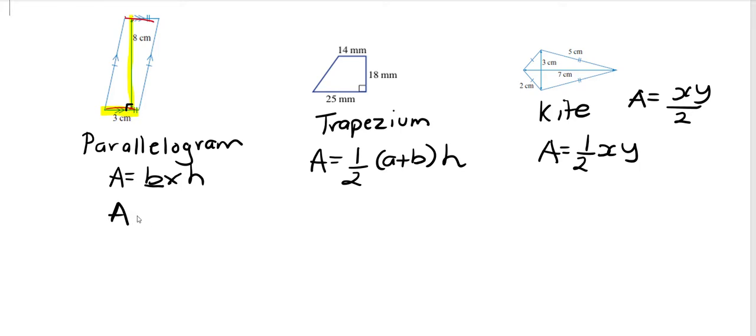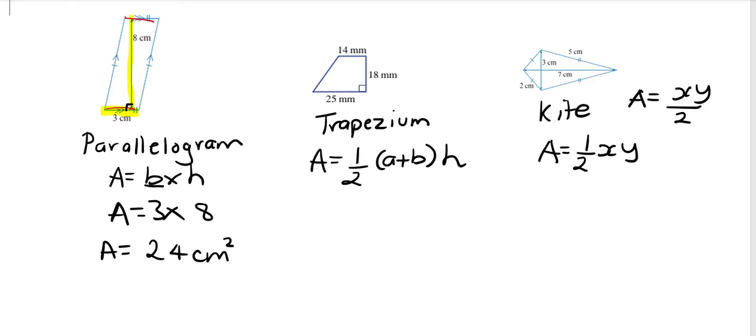So area is equal to, the base is 3 times the height, which is 8, goes from that parallel line straight up to the other parallel line. So area will be equal to 24 centimeters. We're finding area, so squared. So there are 24 squares that make up my area.